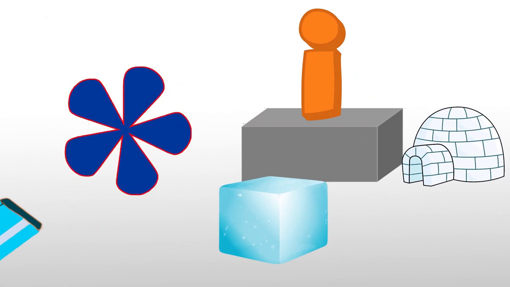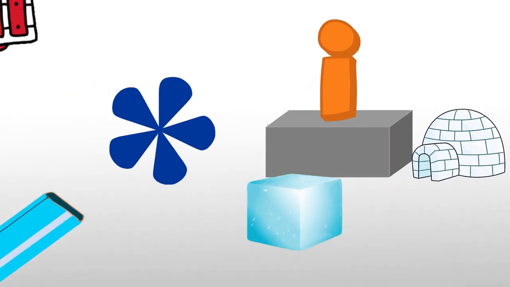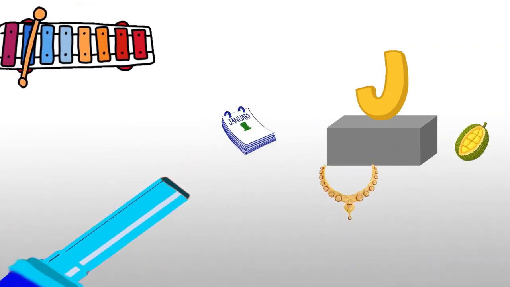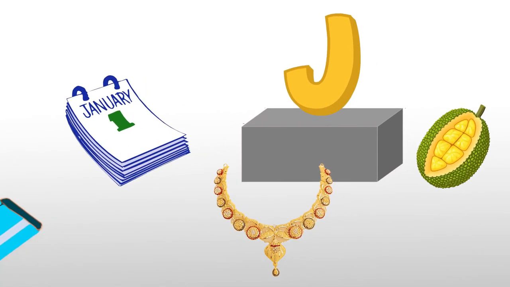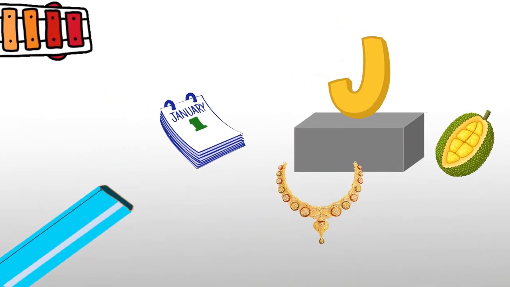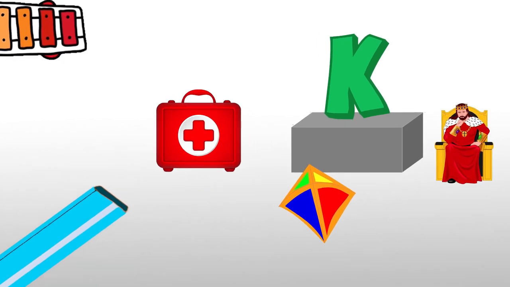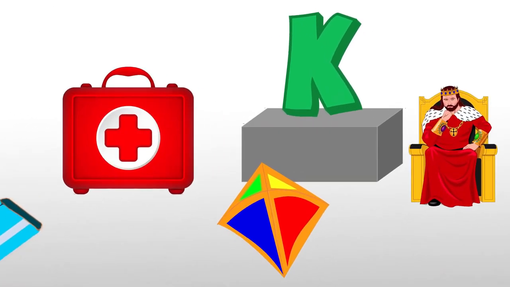I for indigo. I for eyes. I for igloo. J for January. J for jewelry. J for jackfruit. K for kit. K for kite. K for kink.